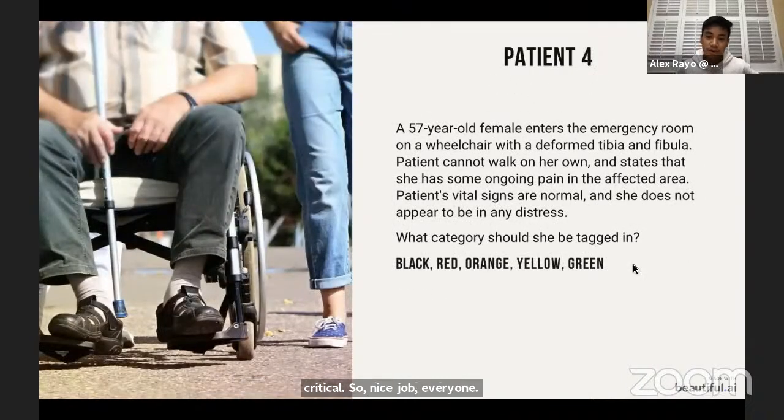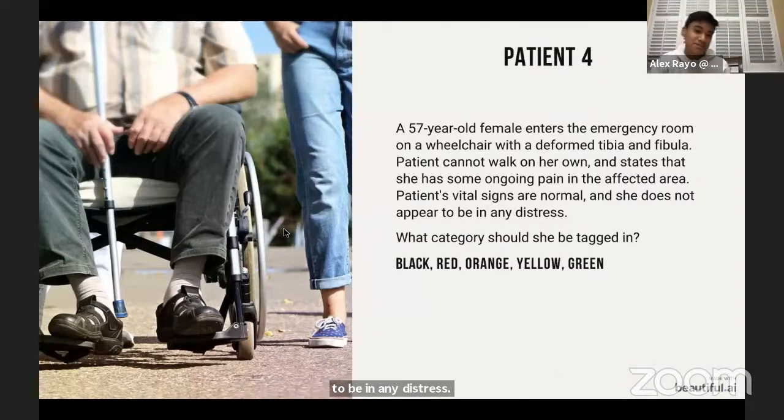Okay, patient 4. A 57-year-old female enters the emergency room in a wheelchair with a deformed tibia and fibula. The patient cannot walk on her own and states that she has some ongoing pain in the affected area. Patient's vital signs are normal and she does not appear to be in any distress.